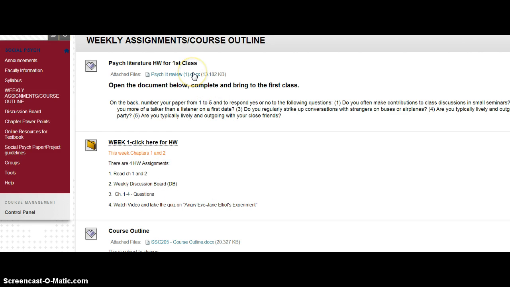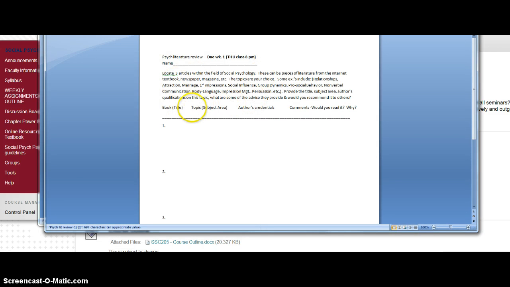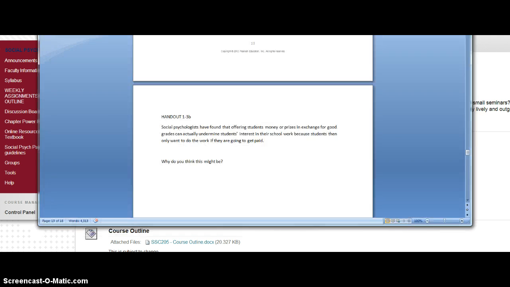Right above here, and I will erase this after next week, what I wanted you to do is take a look at 3 topics: relationships, marriage, attraction, social influence, group dynamics, impression management, persuasion, whatever it is you're interested in, and find 3 articles. Who is it? What is it? What do they say? Would you read it again and bring that to class tonight?